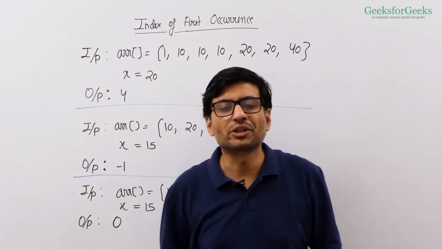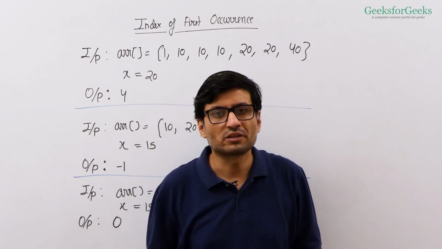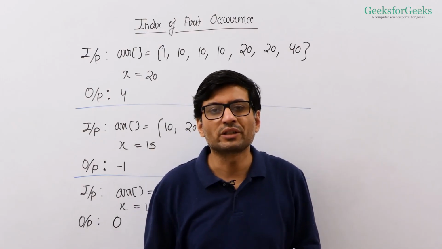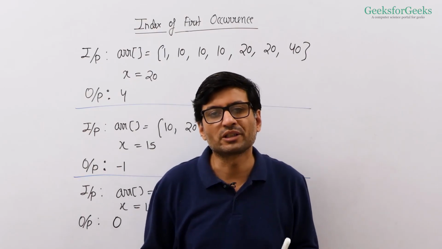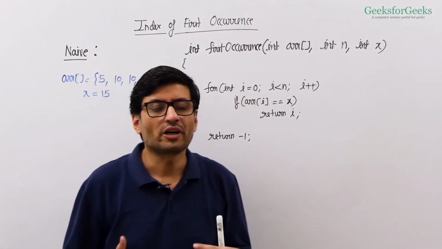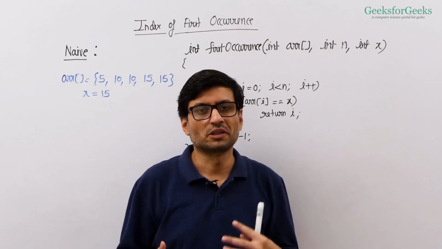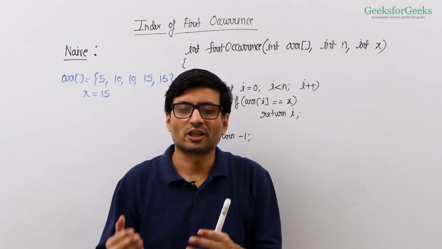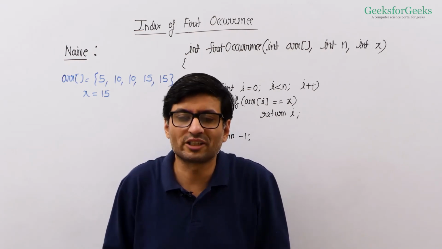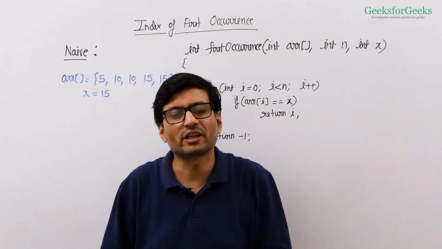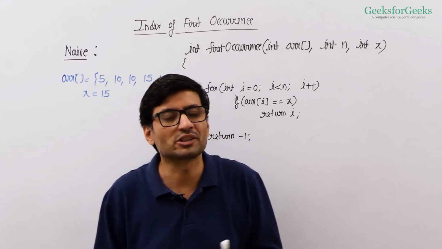Now please pause this video and try to write down a function that takes an array as an argument and returns the index of the first occurrence of a given element in the array. Let us first talk about a naive solution to solve the problem. The naive solution is to traverse through the array. As soon as you find the given element, you return that index. And if you traverse through the whole array and you don't find the element, you return -1.